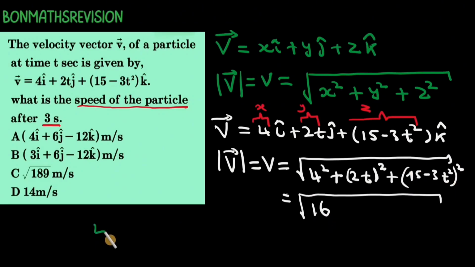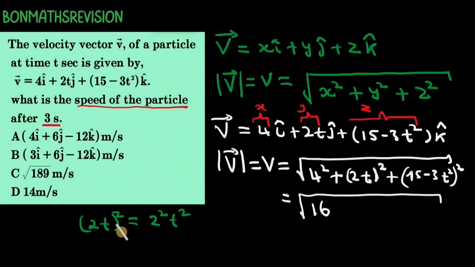16 here. You know, 4 squared is the same as 4 times 4. 4 times 4 is 16. That is why I'm having 16 here. And the next is 2t squared. You know, (2t), all that squared, equals 2 squared t squared.